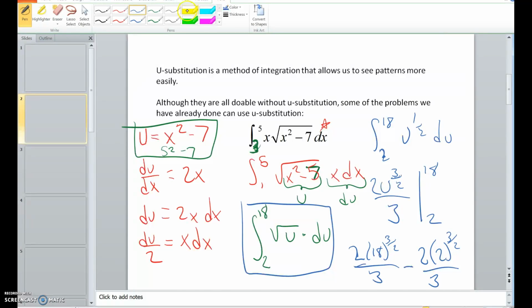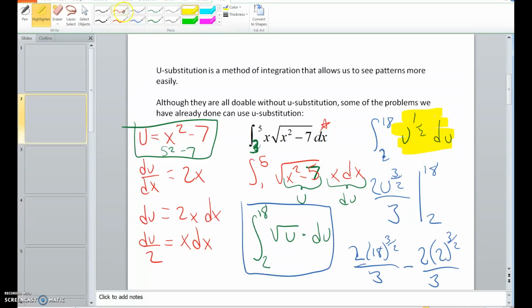But this expression here, u to the 1/2 du, can be easier to integrate than the original given problem. So the advantage of u-substitution is that you might be able to rewrite the given problem in a form that is easier to integrate and whose pattern you recognize a little bit more easily.